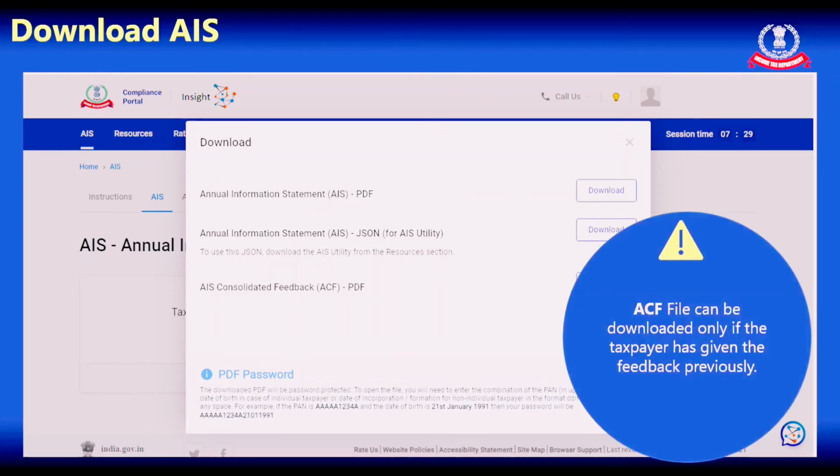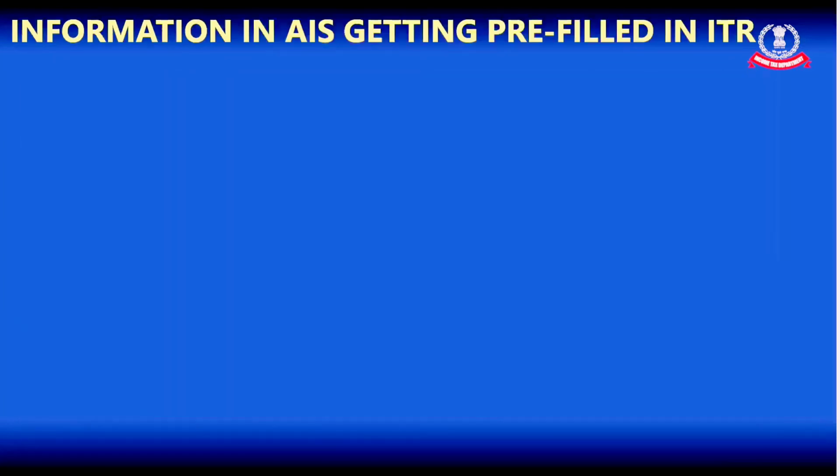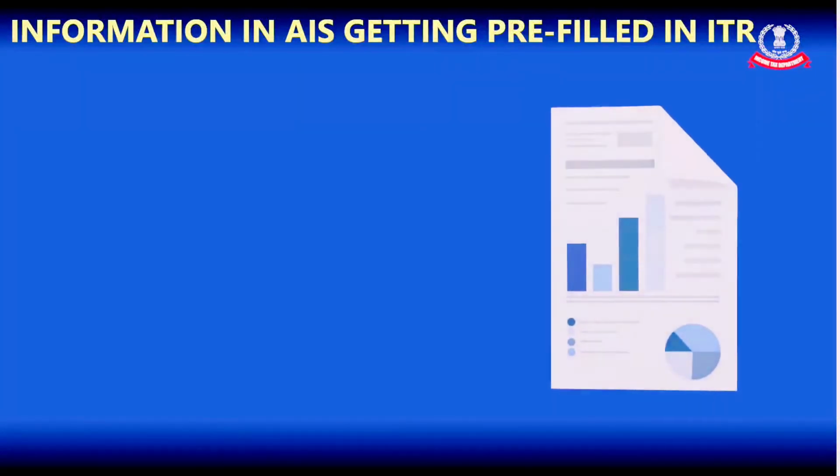In order to give feedback on the AIS file, you need to download the JSON in the utility only, and for that purpose we've created another advanced video. So you need to click on that advanced video on YouTube to understand how we give feedback on the JSON file.